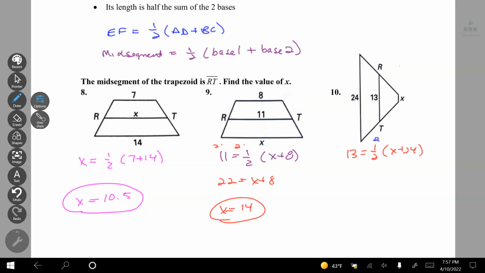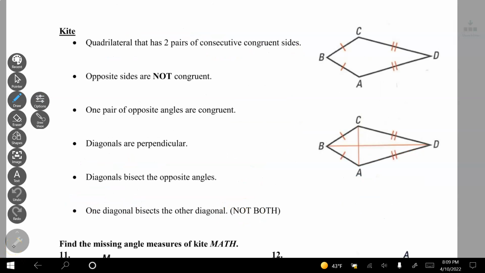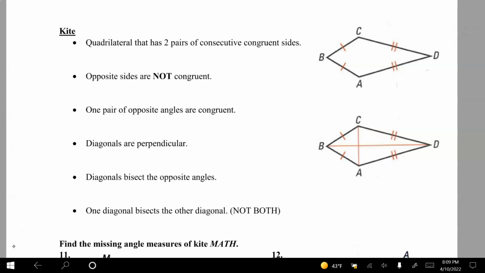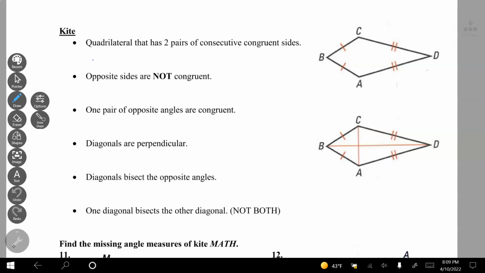And if I multiply by 2, 26 equals x plus 24. So x equals 2. So the next thing we have, that's a quadrilateral that is not a parallelogram, is called a kite. It has two pairs of consecutive sides that are congruent, not opposite sides, but consecutive sides, such that AB is equal to BC and AD is equal to CD.